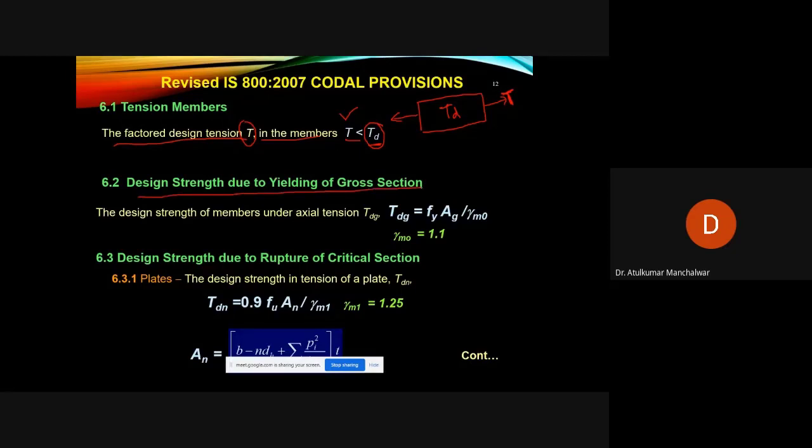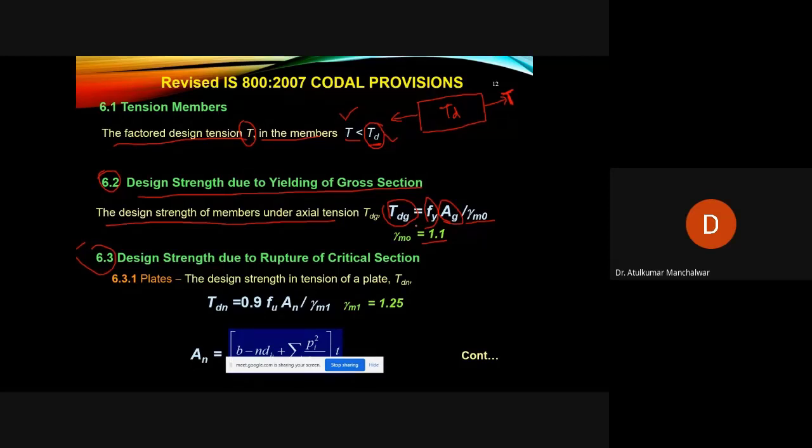Next is design strength due to yielding of the cross section. The design strength of the member under axial tension, that is TD, is given by this. What is meant by this TD? TD will be the least value of these two. How to calculate the strength of your member? The strength of the member will be calculated by these terms. Fy means yield strength of material. Ag is the gross cross-sectional area, divided by the factor of safety, whose standard value is 1.1. So if a question is asked on the design of tension member, what is the factor of safety in case of yielding of gross section?